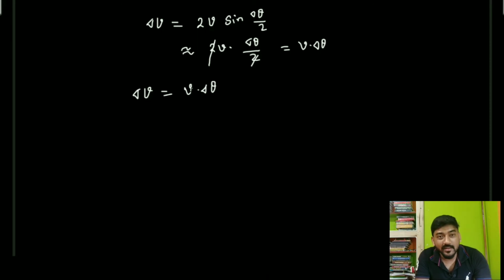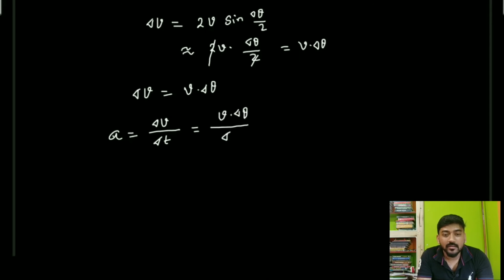Now what will be the acceleration? Delta v by delta t. So acceleration will be the change in velocity per unit time. So that will be delta v upon delta t, so it will be v delta theta upon delta t. This delta theta upon delta t is now omega. So it will be v omega.